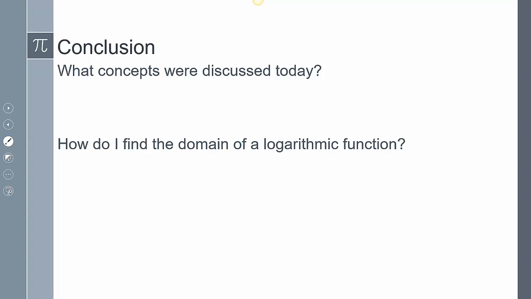So in conclusion, what concepts were discussed today, and how would you be able to describe the domain of a logarithmic function? I want you guys to go ahead and share what you've learned today in the comments.